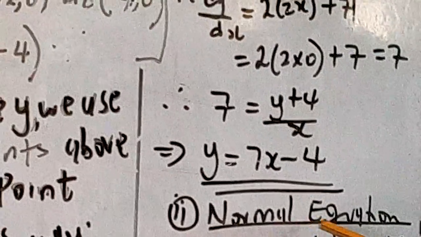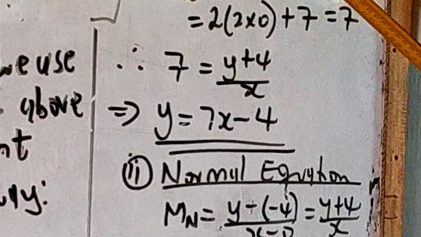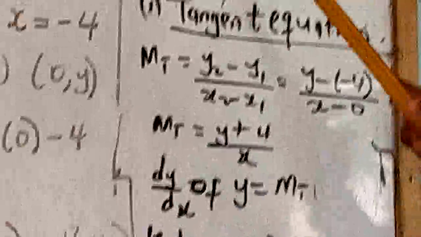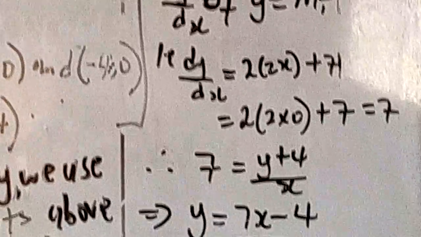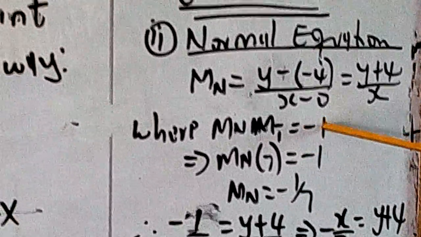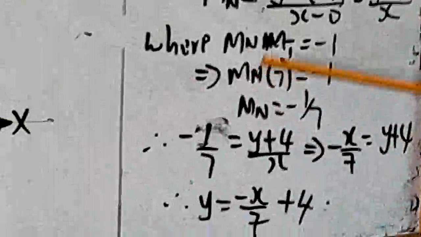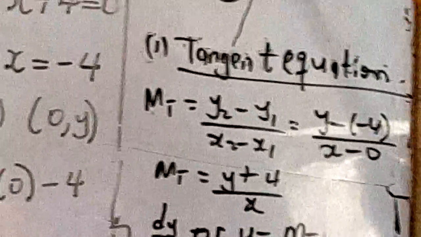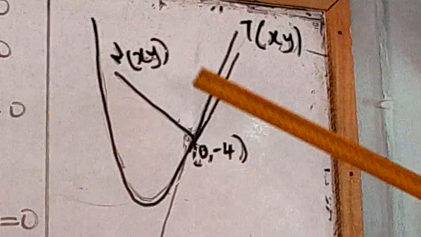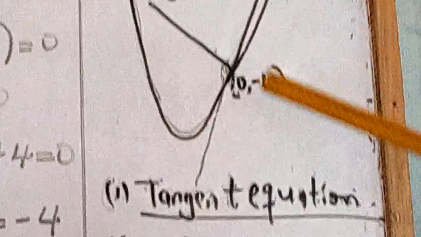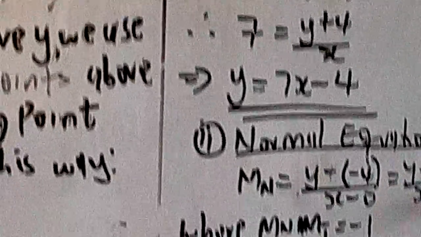Now, to obtain the equation of the normal, there is a relationship between the gradient of the tangent and the gradient of the normal. That means the product of the gradient of the tangent and the normal is equal to minus 1. That's what we have here: mn times mt must equal minus 1. Now, since our mt is 7, we substitute: mn times 7 is equal to minus 1. But for mn, the equation of this normal, in which y2 is y and y1 is minus 4, x2 is x and x1 is 0, we have this arrangement there.